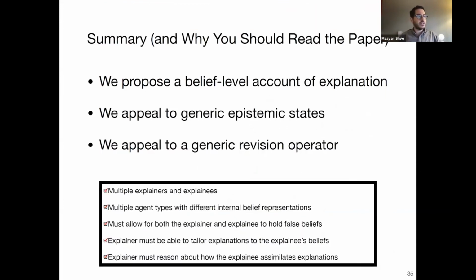And so finally, to conclude, we've talked here about our belief level account of explanation, which defines explanations relative to the epistemic states of explainers and explainees, and incorporates a belief revision operator to allow for explanations that are inconsistent with the explainee's beliefs. And importantly, we've talked about how our account of explanation satisfies important desiderata for theory of mind and explanation by building on rich bodies of previous work. This is important because while previous work has addressed some of these desiderata, our work satisfies all of them.